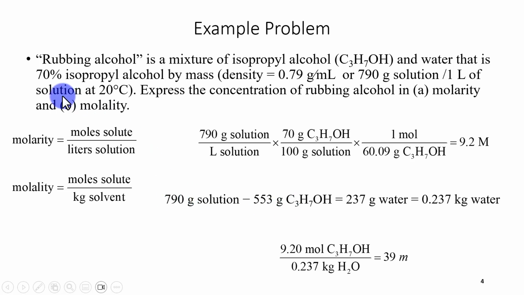So if I take 790 multiplied by 0.7, that gives me 553 grams, which is the amount in grams of C3H7OH I have. If I take the difference between these two, that leaves me with the mass of my solvent. I have to divide it by 1,000 to give me kilograms, and then I use the 9.2 moles per liter. So I have 9.2 moles divided by 0.237 kilograms, giving me 39 molal.